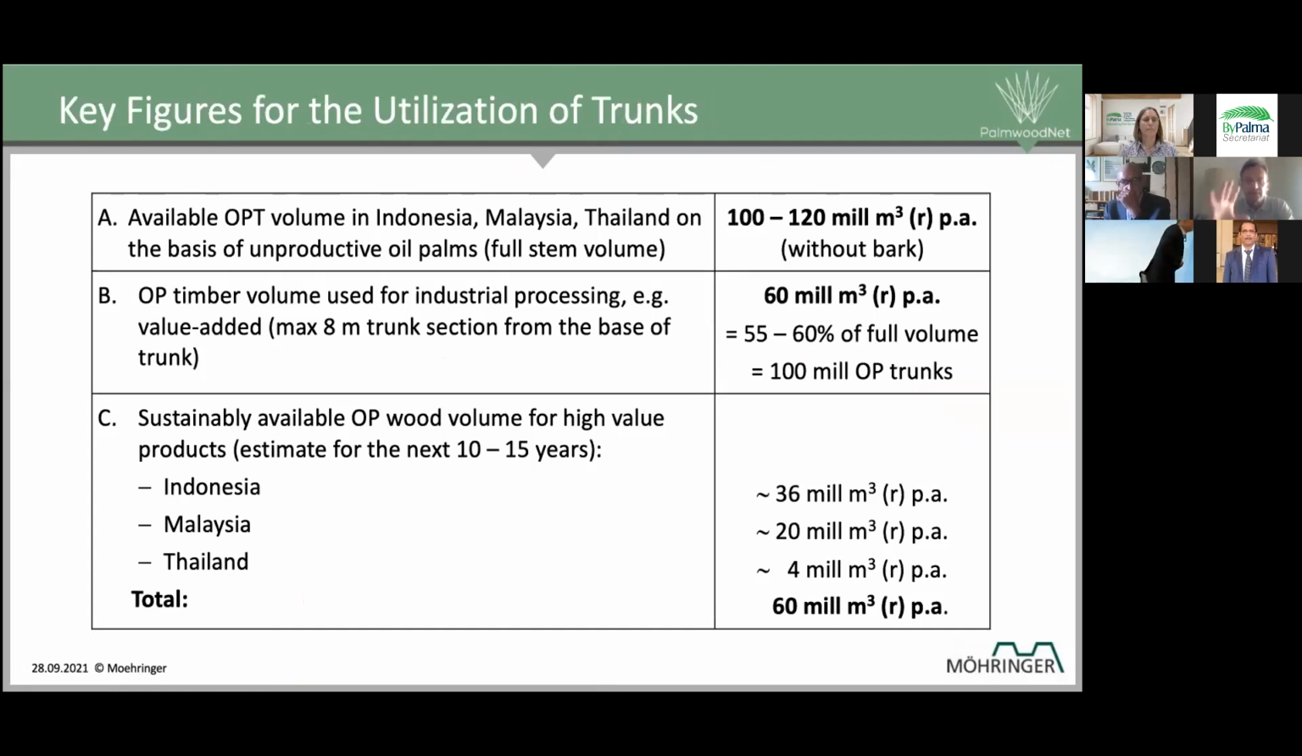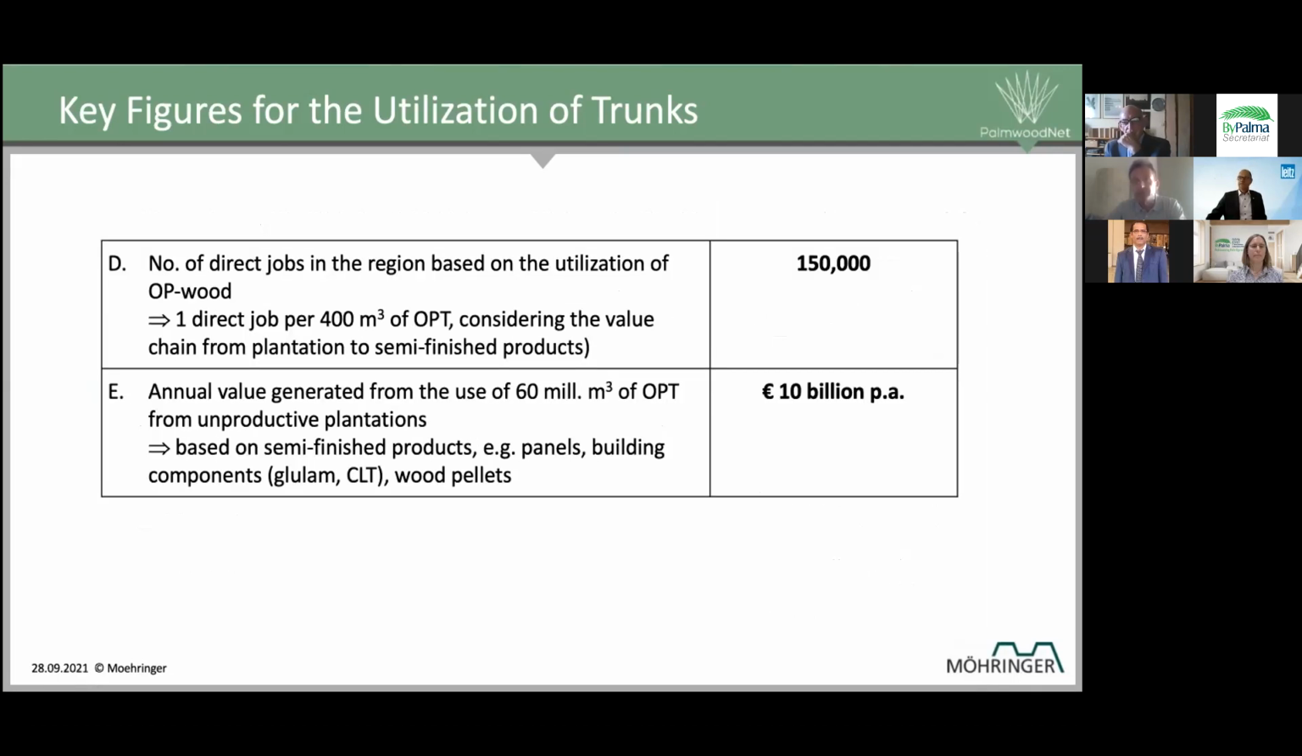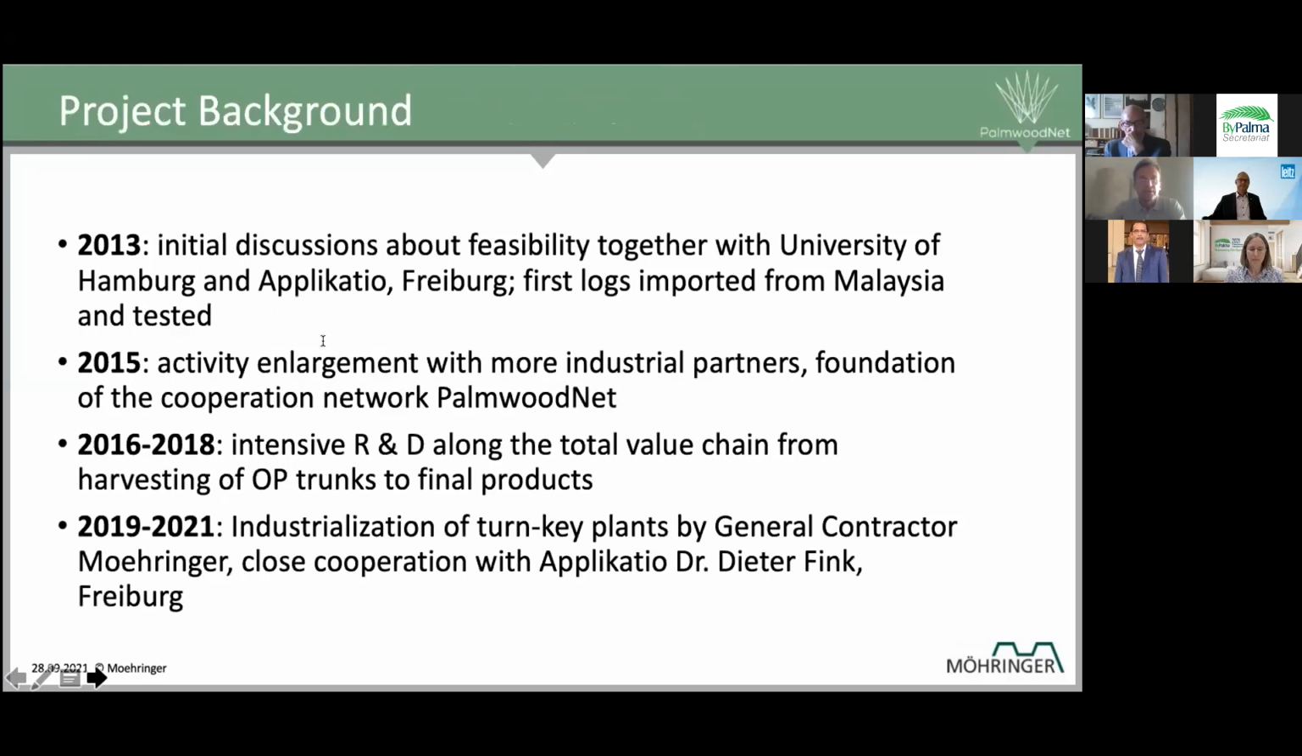So if we only use 50% of the trunks, leaving the other 50%, the top of the trunk and the leaves, in the plantation for fertilizer, we still have a very huge potential of 60 million cubic meter trunk material per year in the countries Indonesia, Malaysia and Thailand, which is quite a lot to stimulate more than 150,000 additional jobs in the timber industry, and also about 10 billion euro of value adding per year.